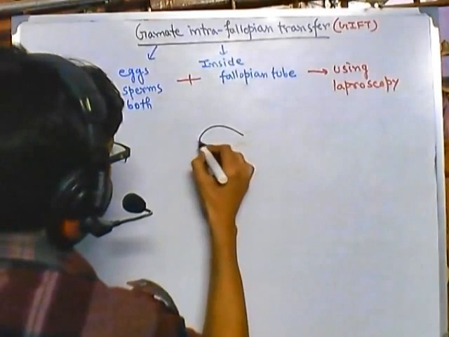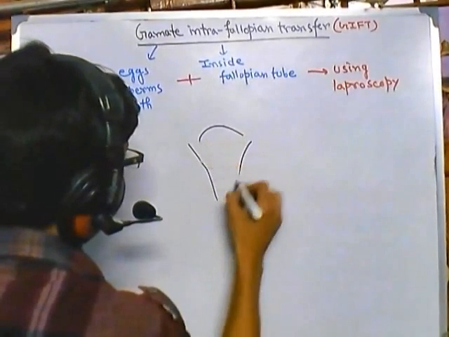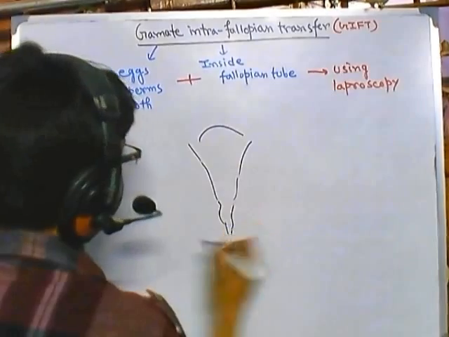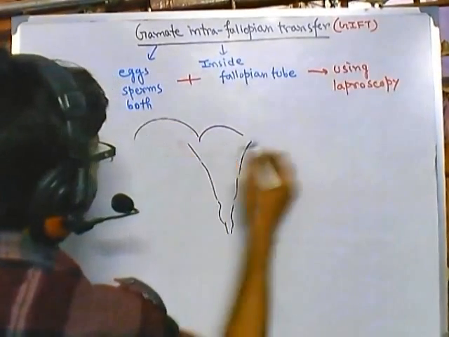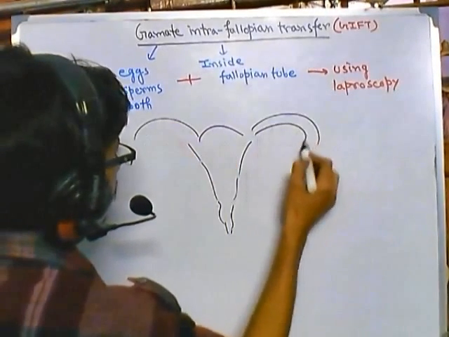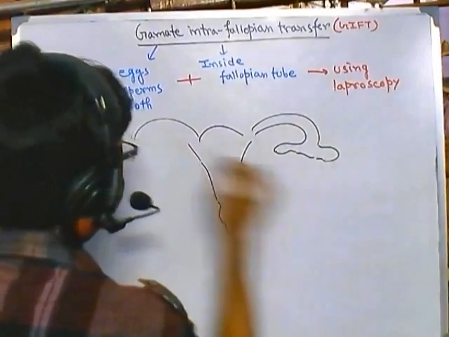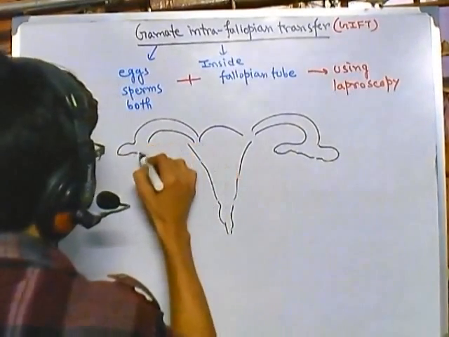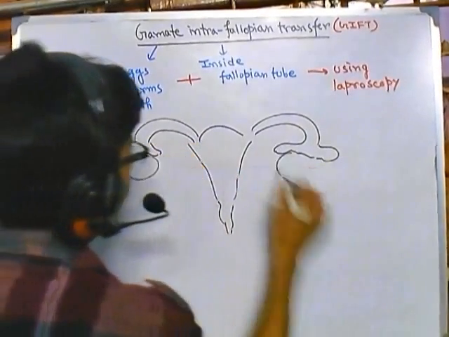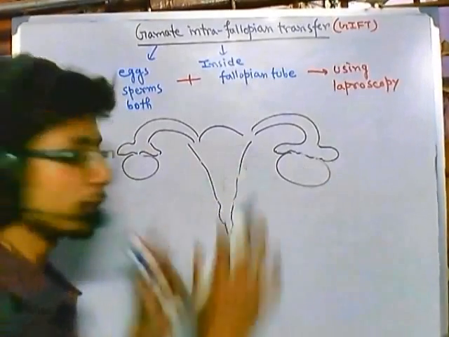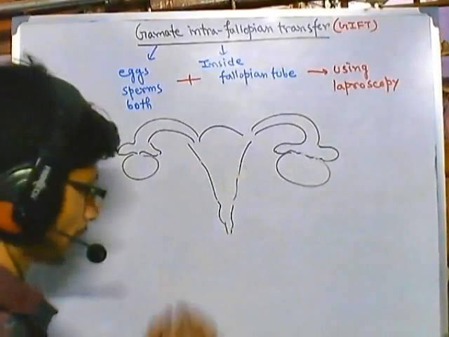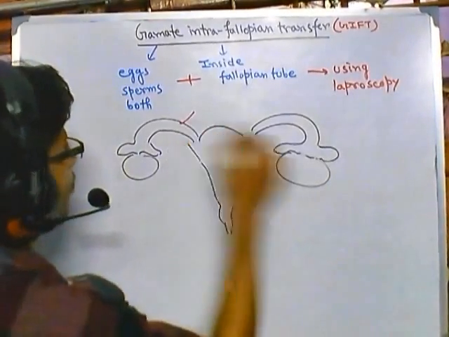Now what happens in this technique is, if I draw the fallopian tube, how will it look? It looks something like this, let's say like that. So if this is the female reproductive system, what is going on here is that this is the fallopian tube, we all know.